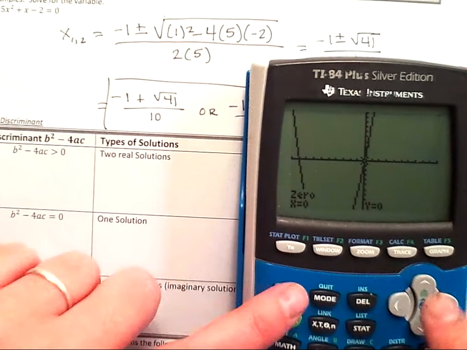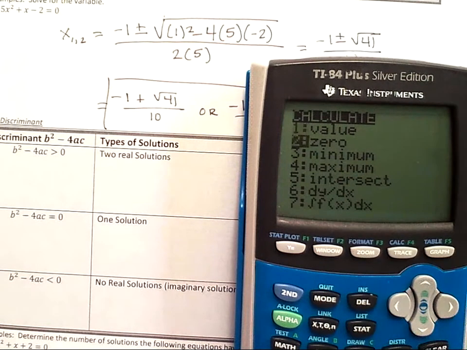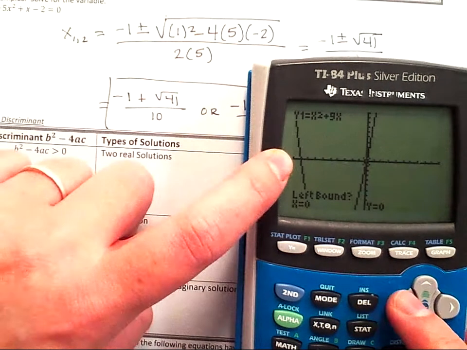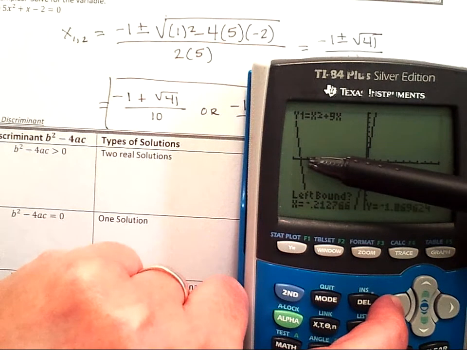So let me do it again. Second trace, that's where all the good stuff is. Go to 0, enter. Now I see this, it crosses the x-axis somewhere over here, so I'm going to go to the left of it.